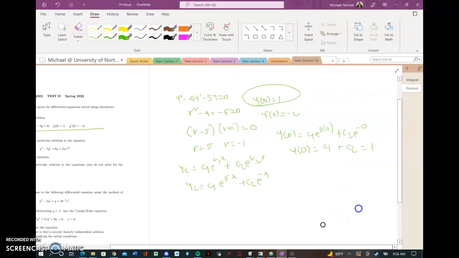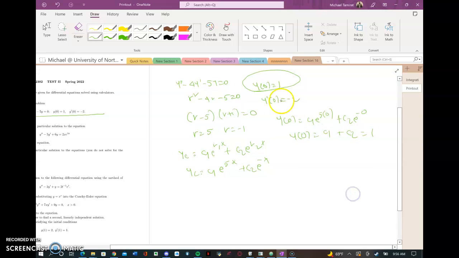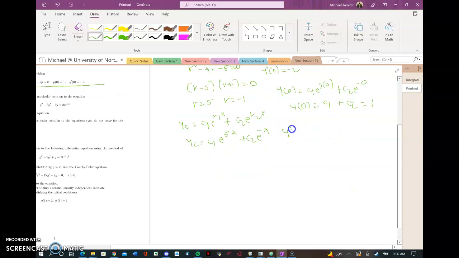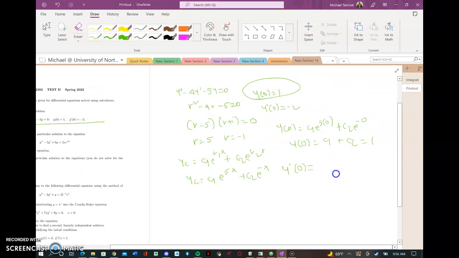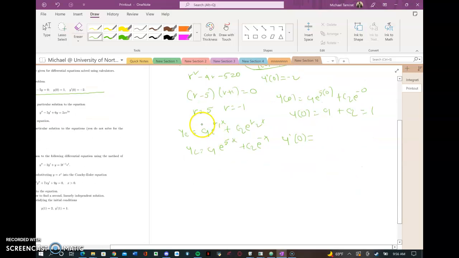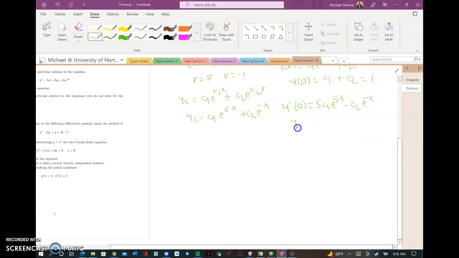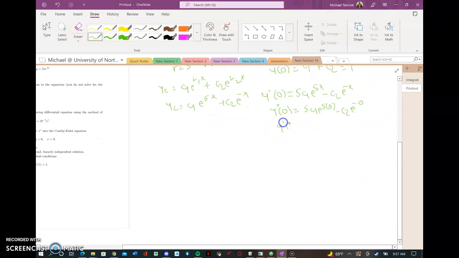Now we have to find y prime(0). When we find the derivative of this, it would be 5 c1 e to the 5x minus c2 e to the negative x. So y prime(0) equals 5 c1 e to the 5 times 0 minus c2 e to the negative 0, which equals 5 c1 minus c2.